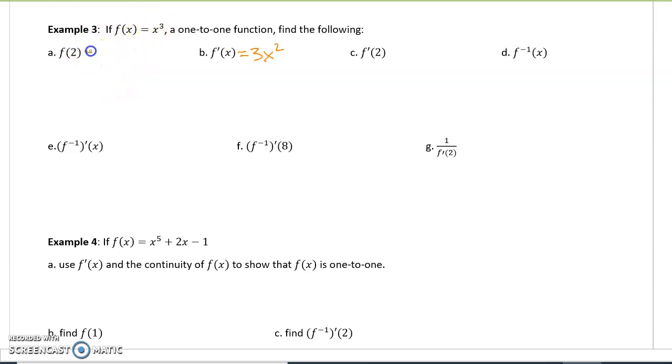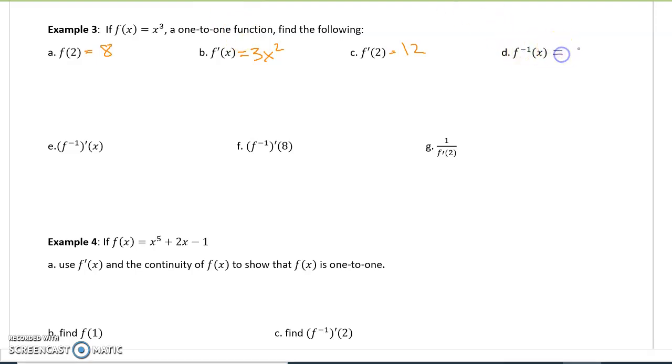So f of 2, that should be very easy. We know that 2 cubed is 8. We also know that f prime of 2, well, that's also easy. 3 times 2 times 2 is 12. All right, so these are some basic questions about the original function. Now let's just take a look at the inverse function.